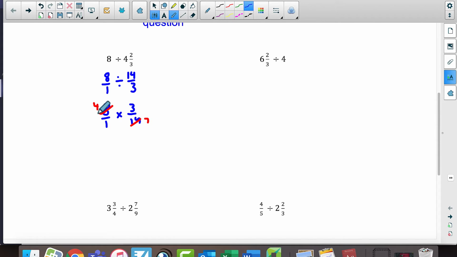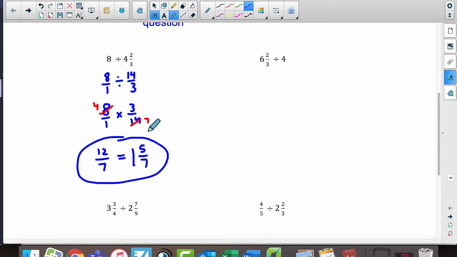Okay, let's multiply. Straight across the top, 4 times 3 is 12, and straight across the bottom, 1 times 7 is 7. This answer is totally okay with me. Or 7 goes into 12 one time, and you still have 5 left over. Leave the denominator the same. Either one of these answers works.